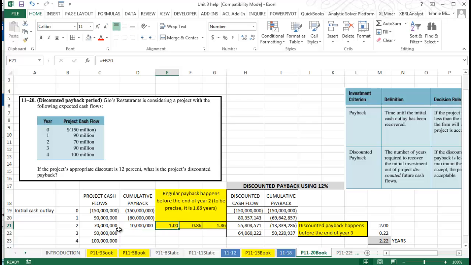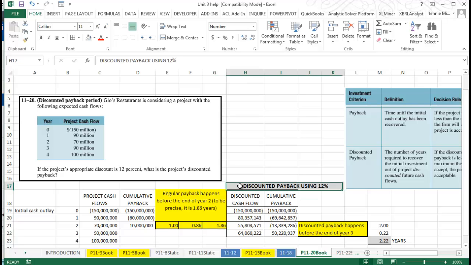And so specifically what I've done down here is just show you how to calculate this. We know 1 year it wasn't paid back. It's paid back before the end of year 2. And what we do to calculate the amount is we just take the amount left over from the previous year and divide it by the amount of projected cash flow that we're going to make in that second year. And it gives us a fraction, and then we just add that fraction to however many years we had, which was 1. So in the regular payback, this took 1.86 years to pay back that initial cash outlay.